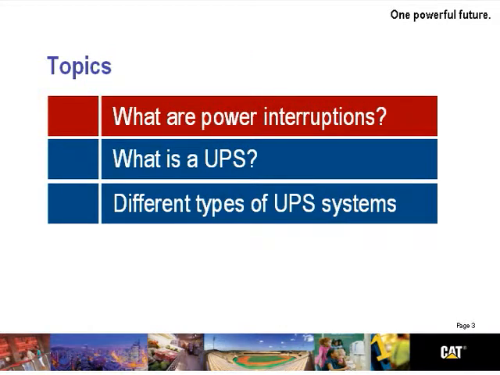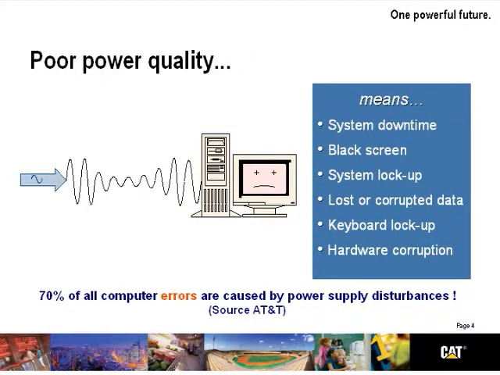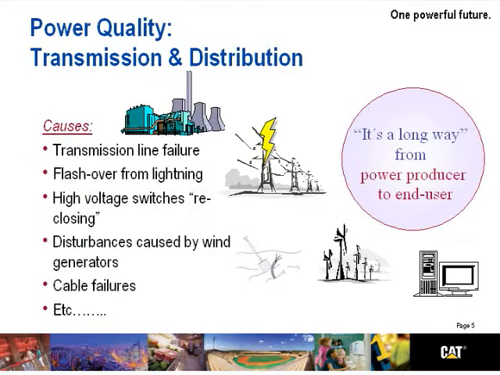So, what are power interruptions? As we all know, poor power quality manifests itself in a variety of different ways. It can mean system downtime, create black screens, we can have systems lock up, we can have keyboards stop working. AT&T reported that close to 70% of all computer errors are caused by a power quality disturbance of one kind or another. When we think about the opportunities for poor power quality, it starts with transmission and distribution.